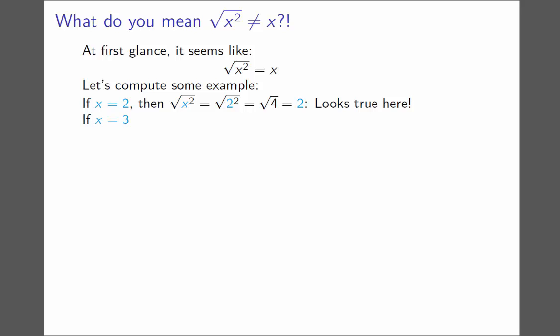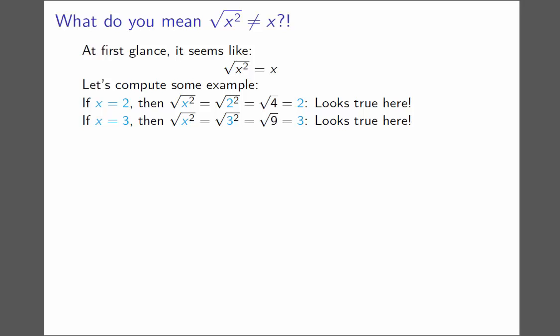What about if x is 3? Then the square root of x squared is the square root of 3 squared, which is the square root of 9, which is 3, the number we started with. Again, it seems like the square root of x squared should be x.